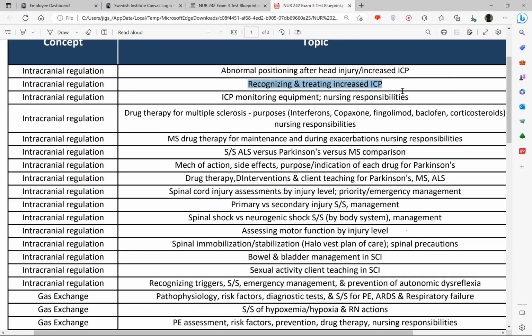So where do we find this information? Which topic? Where did we see increased ICP? Head injury. Was it exclusive to head injury, or did we also see it in stroke? Okay. So Joyce mentioned hemorrhagic stroke, but could you also see it in ischemic stroke? Yes, because why is there increased ICP in ischemic stroke? Okay, because regardless of the cause of the stroke, the fact remains that something died, correct? So brain tissue died.